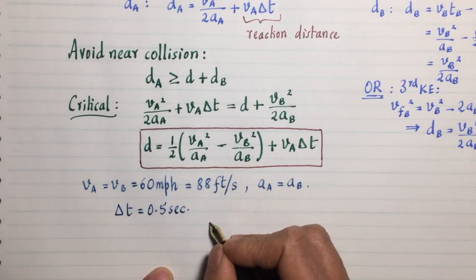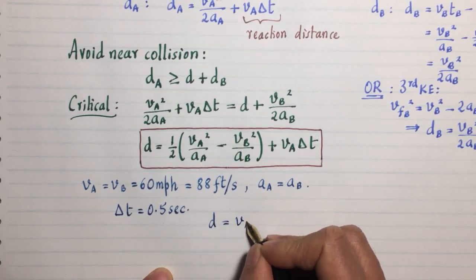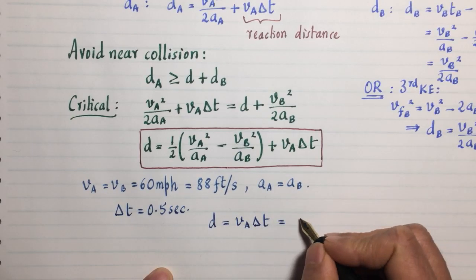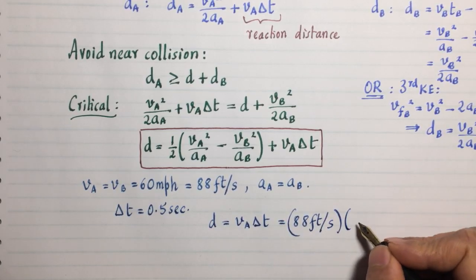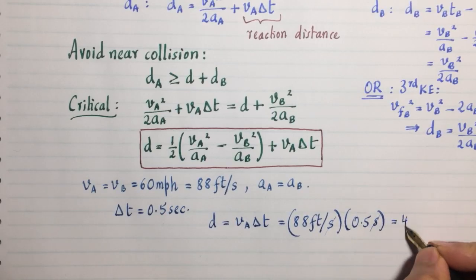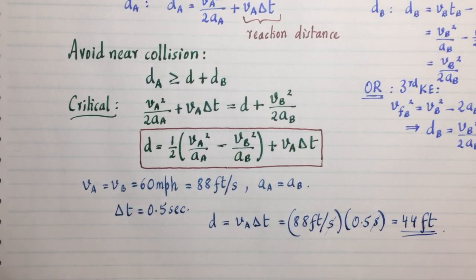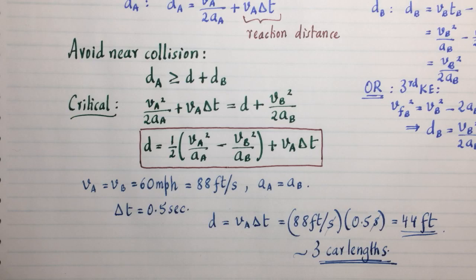So let's try to find the distance d, remembering that this part is 0. So this distance d is VA times delta t. So that's going to be 88 feet per second times half a second. Seconds cancel out, and I end up getting 44 feet. 44 feet is about 3 car lengths. Now, as you all know, 3 car lengths is actually very little space between cars. I believe it's called tailgating if you do that. But in the ideal situation, 3 car lengths are sufficient to avoid a collision.